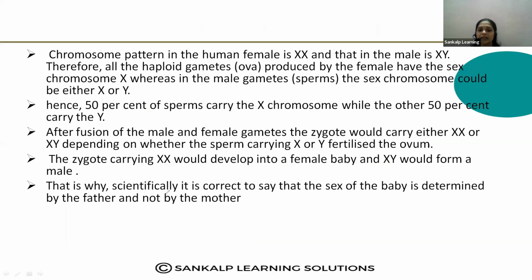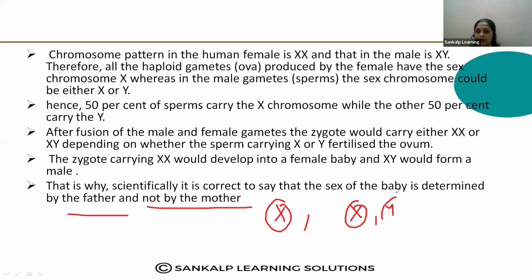Here scientifically what we can say is that it is correct to say that the sex of the baby is determined by the father, not by the mother. Give reason. The sex of the baby is determined by the father, not by the mother, because the mother always produces the ovum that contains the X chromosome, but the male produces sperm that may contain the X chromosome or the Y chromosome. So it is scientifically correct.